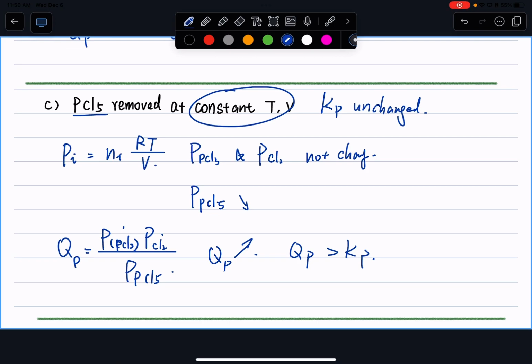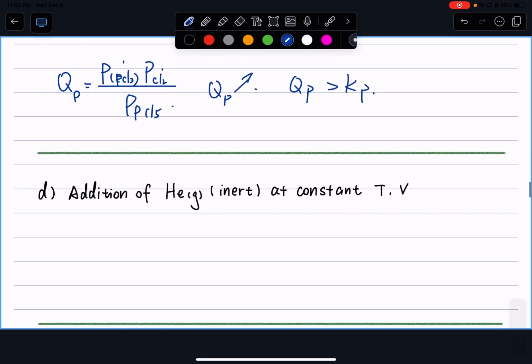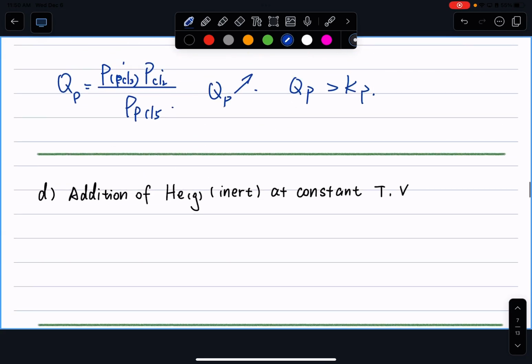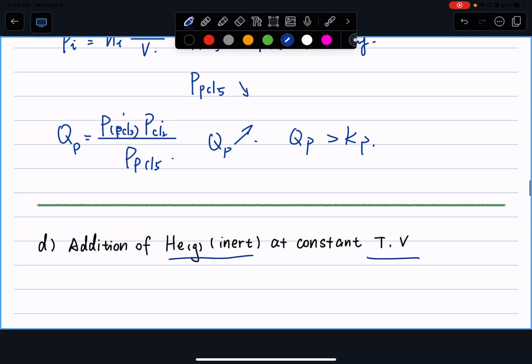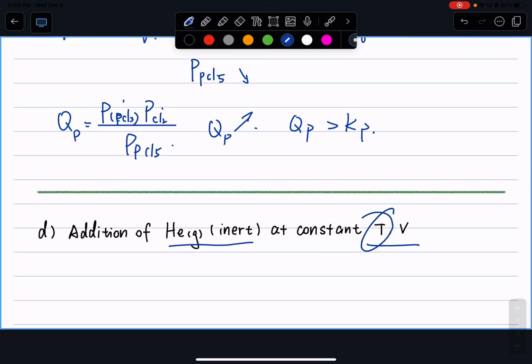And the rest is adding inert gases. Adding inert gas at constant T and V is not going to change anything because your temperature is not changing, so your KP is not changing. Adding inert gas to your ideal gas mixture doesn't change the partial pressure of your initial reactant or product, right? So your QP will stay equal to the KP.